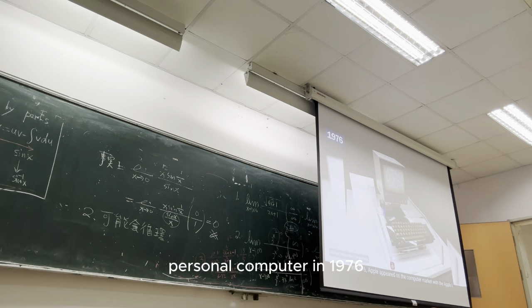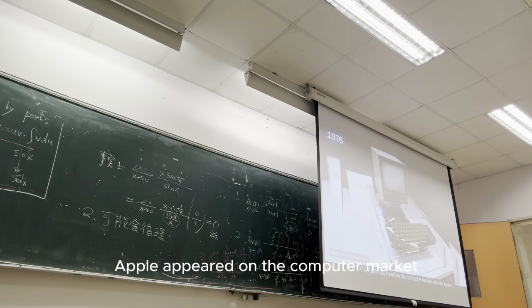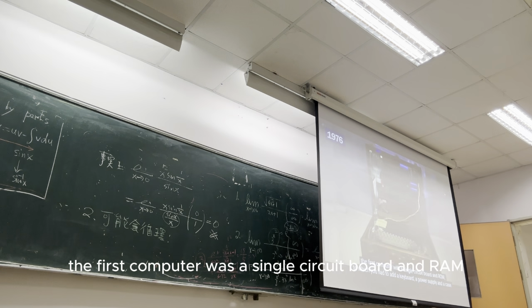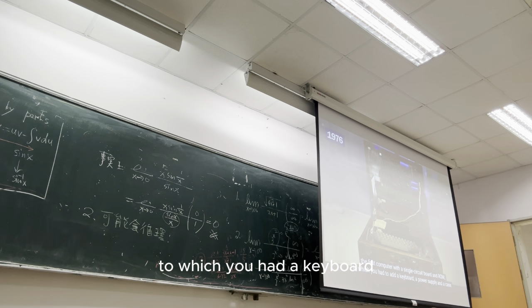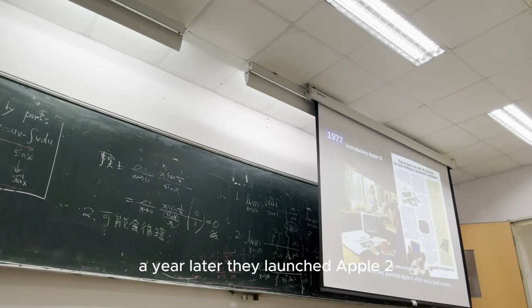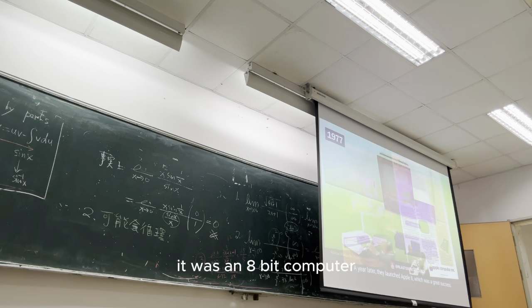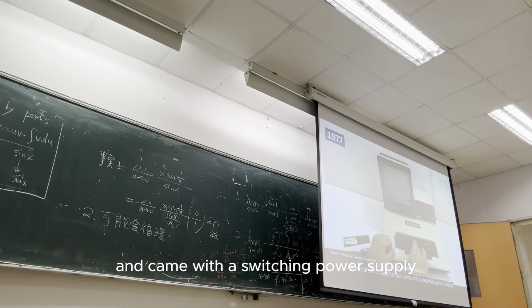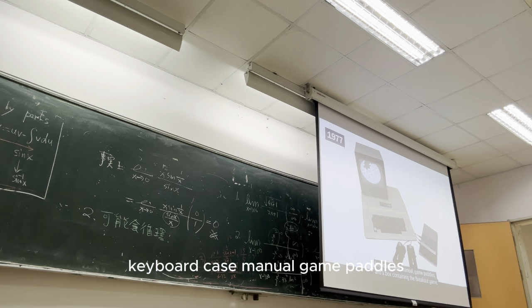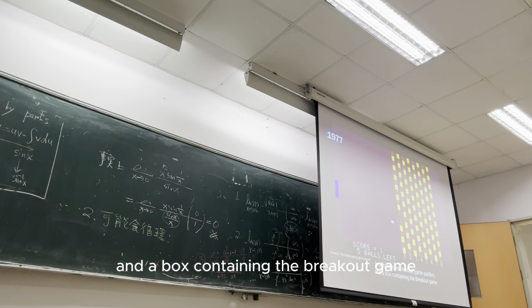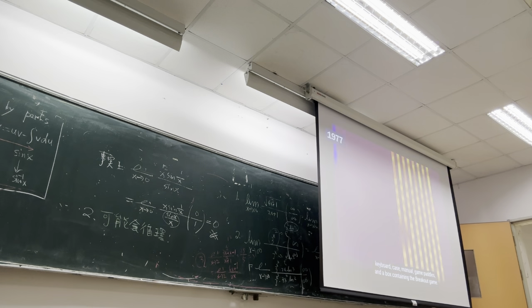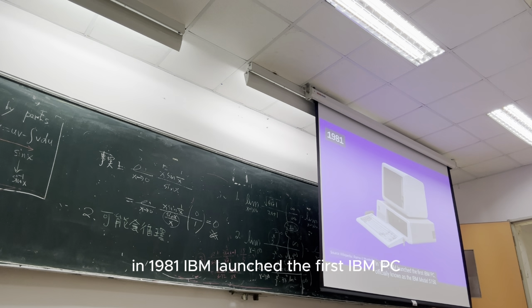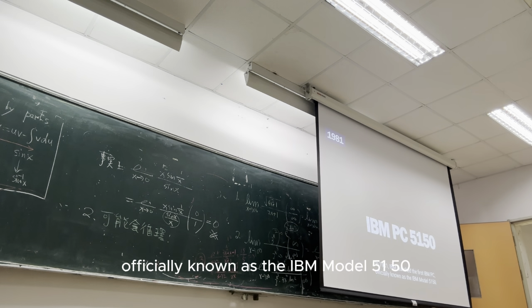In 1976, Apple appeared on the computer market with the Apple I, the first computer with a single circuit board and ROM, to which you had to add a keyboard, a power supply, and a case. A year later, they launched Apple II, which was a great success. It was an 8-bit computer and came with a switching power supply, keyboard case, manual, game paddles, and a box containing the Breakout game.